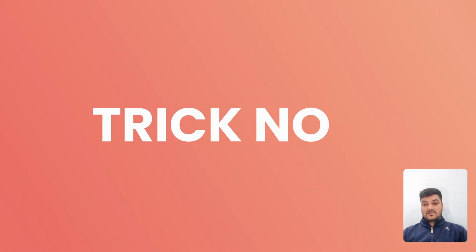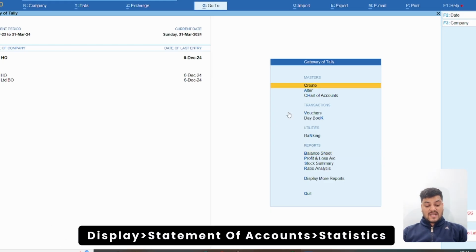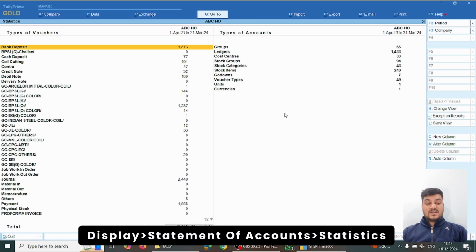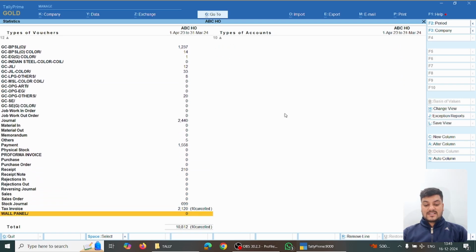The second trick which I want to share is that when we are doing an audit, we are not looking at vouchers. So we simply must look at the statistics. Here you can see that in statistics everything is there, the number of entries voucher-wise. We can see bank deposits is there, contra entries are there, maybe credit note, debit note, all types of vouchers you can see here itself.